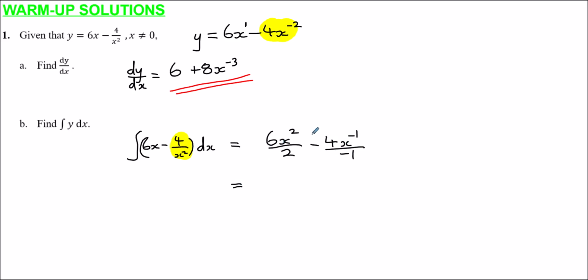And of course, we always need to remember, if it's an indefinite integral, we need to consider the constant of integration, normally big C. 6 over 2 becomes 3, so we have 3x squared. Minus 4 divided by minus 1 becomes positive 4. And x to the minus 1 we can leave as x to the minus 1. We could have written this 4 over x if we wanted, doesn't really matter. And then finally the constant of integration. So that's the integral of y with respect to x.